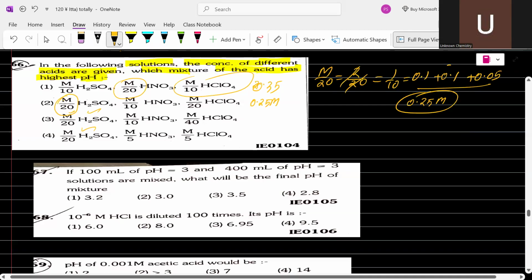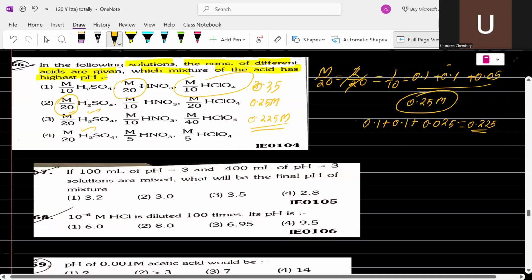Now see M by 20, 2 by 20 again. So M by 20, 2 by 20 is 0.1, plus 0.1, plus M by 40. So 1 by 40 is 0.025. So it will be 0.225. Here the concentration of H plus ion is 0.225 molar.